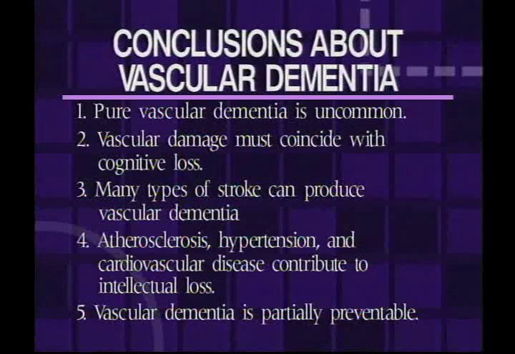There is not a single type of stroke or a single location for a stroke which will produce dementia in a patient. Fourthly, atherosclerosis, hypertension, and cardiovascular disease contribute to intellectual loss. These are all treatable conditions that long-term can be prevented if enough attention is paid to good medical care for our older citizens. And finally, remember, vascular dementia is partially preventable, and if they are developing symptoms, by careful attention to hypertension, diabetes, and heart disease, you may be able to slow the progression of the disease.